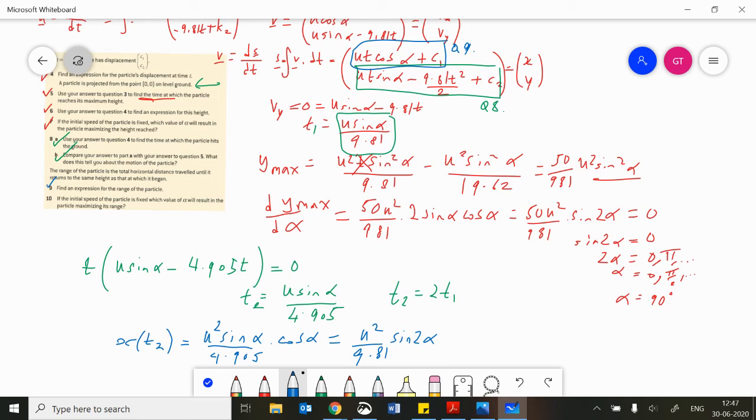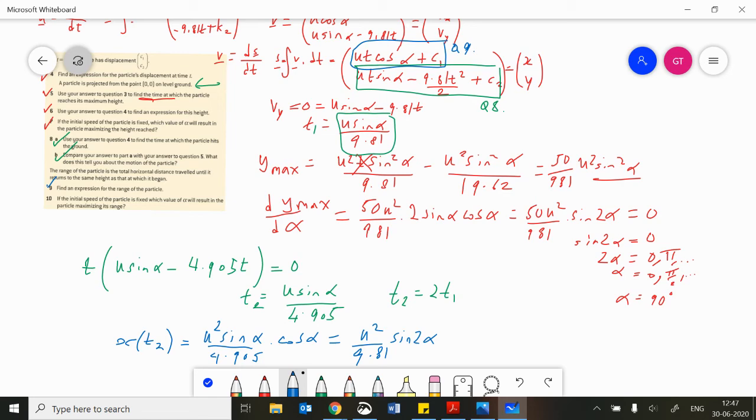So question 10 says, if the initial speed of the particle is fixed, which value of alpha will result in the particle maximizing its range? So if the initial speed of the particle is fixed, u is now fixed, and now we're looking to maximize its range. So this then is a constant, and let's differentiate this thing here.